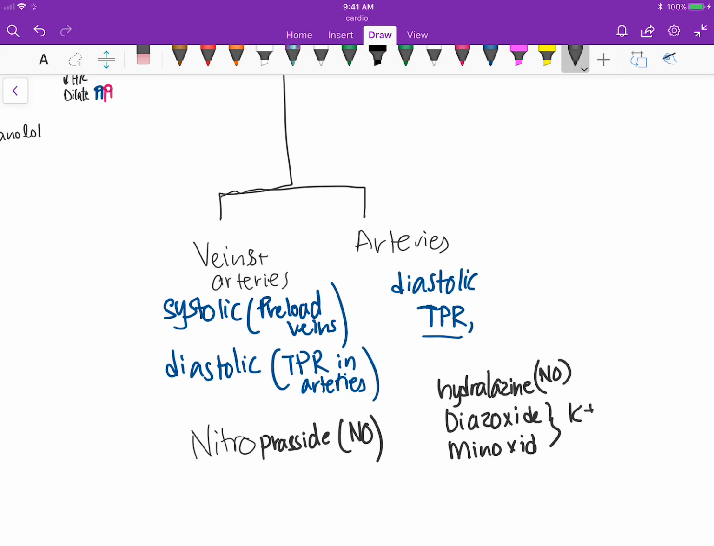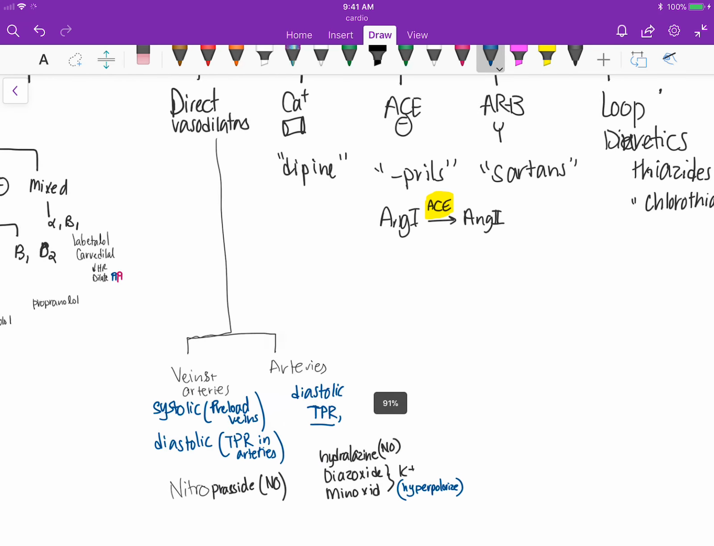So how does nitric oxide work? Remember that nitric oxide goes through a bunch of reactions. Basically, it inhibits the phosphorylation of myosin light chain kinase, so the myosin cannot interact and you can't have a contraction. The way the potassium openers work is that they pretty much hyperpolarize the cell, so the smooth muscle cells cannot be contracted. Okay, so those are your direct vasodilators.